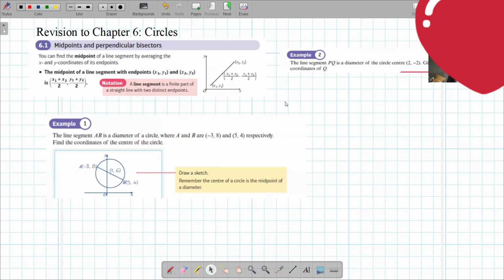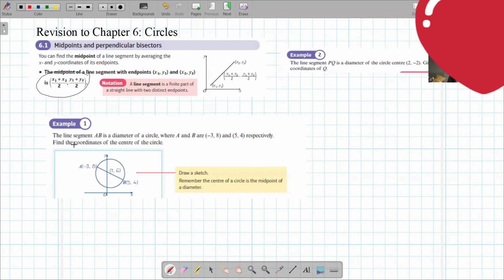Let's start with the first section, midpoints and perpendicular bisectors. For midpoints, you only need the formula for midpoints. That is x1 plus x2 divided by 2. If x1, y1 is the first point and x2, y2 is the second point, then we have this formula. This formula is called the midpoint formula, right?